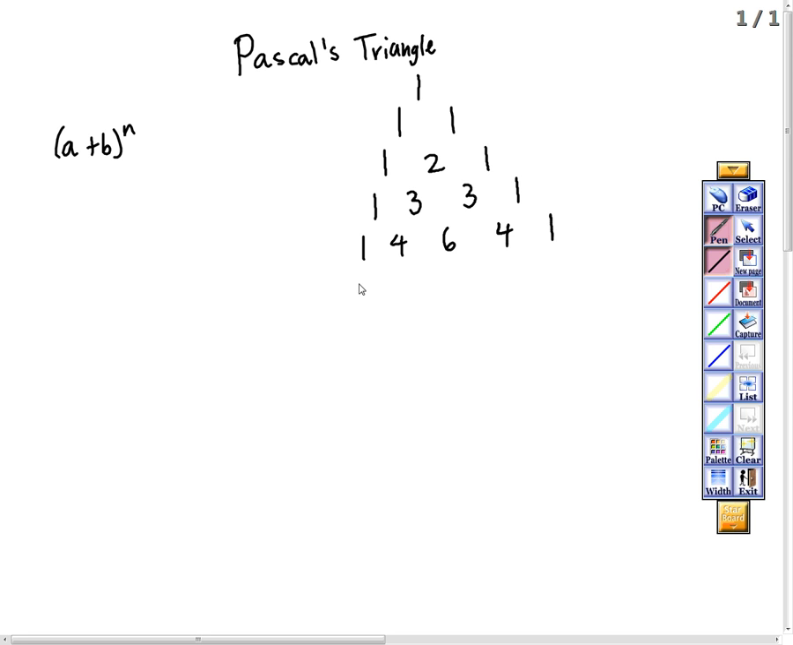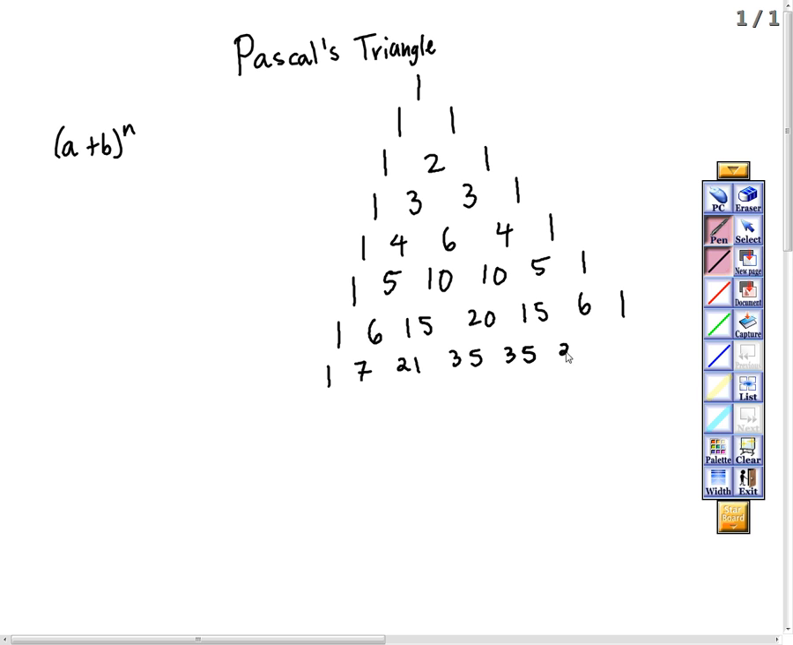And a 1 on the edge. 1 plus 4 is 5. 4 plus 6 is 10. 6 plus 4 is 10. 4 plus 1 is 5. And a 1 on the edge. Then 1, 6, 15, 20, 15, 6, and a 1. Then 1, 7, 21, 35, 35, 21, 7, 1, and so on.